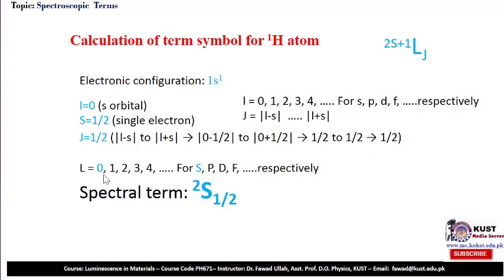And then we already know that l is equal to 0, and it has only one electron, so capital L would be equal to small l, and that is 0. And that 0 corresponds to S, so that S will come here. So that's why the spectroscopic term symbol 2S+1 L_J for hydrogen would be 2S1/2.